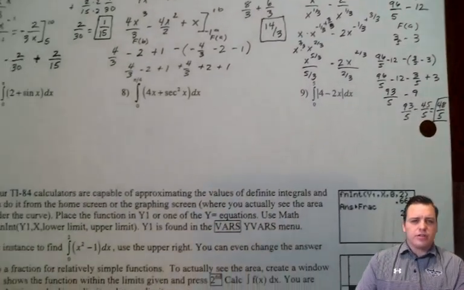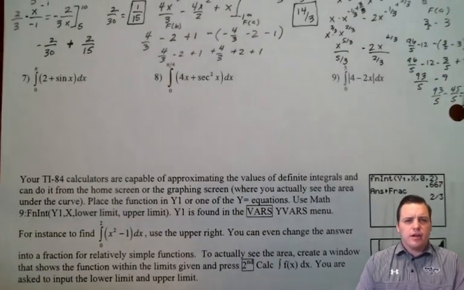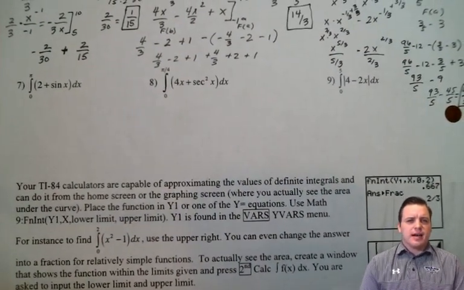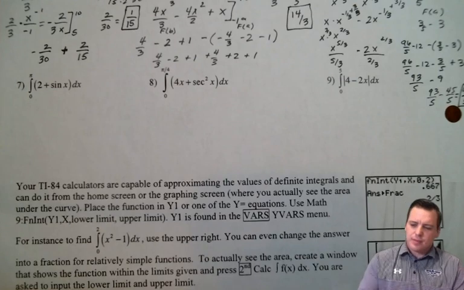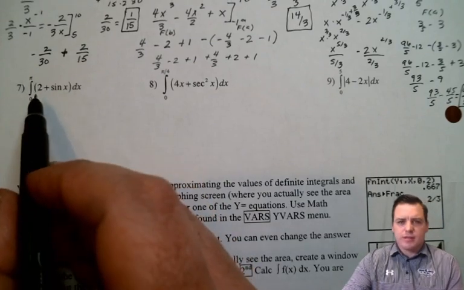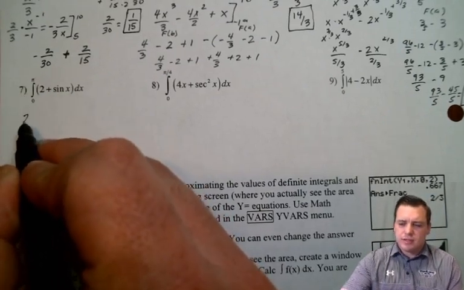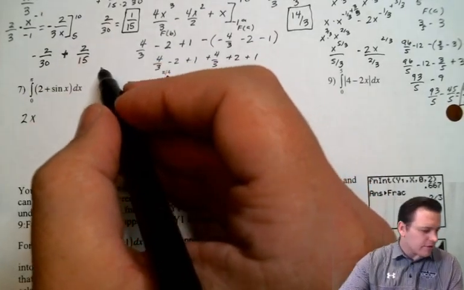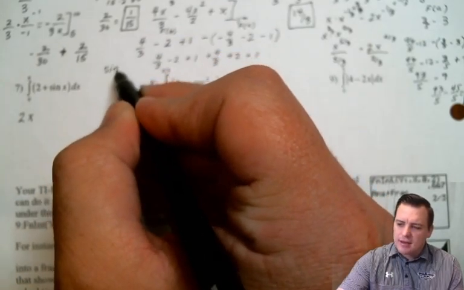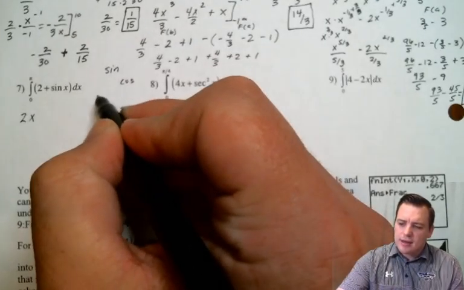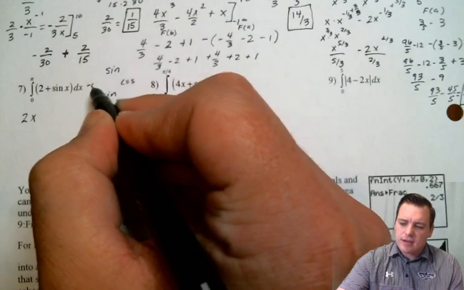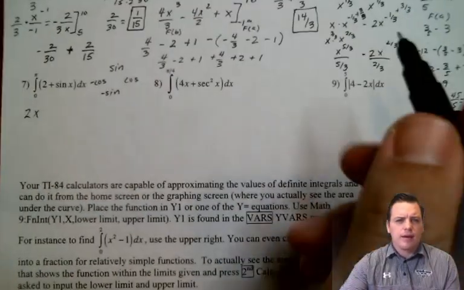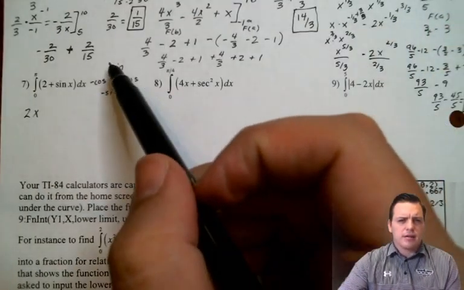All right, moving on to the trig functions. From 0 to pi, 2 plus sine x dx. All right, so this one should be pretty simple. The antiderivative of this would just be 2x. And then don't forget your sine and cosine clock: sine, cosine, negative sine, negative cosine. Don't forget this sine and cosine clock.